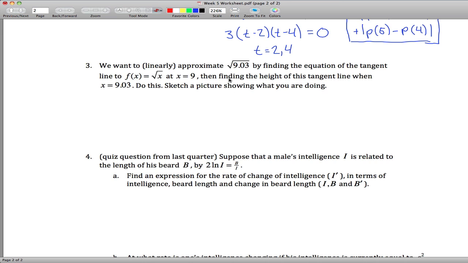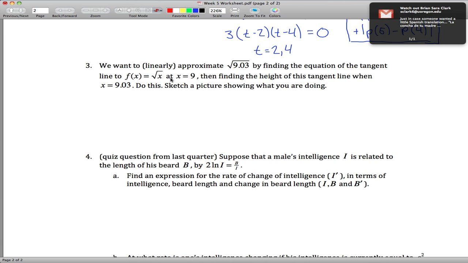So what happens with linear approximation is we sort of pretend that we don't know the height of a function at a certain point. So in this case, our function is the square root of x, and we don't know the height when x equals 9.03. But we do know the height when x equals 9, right? The square root of 9 is just 3. So we can estimate the height at 9.03 based on this knowledge of the height at 9. Maybe it's easier to understand this with the picture.